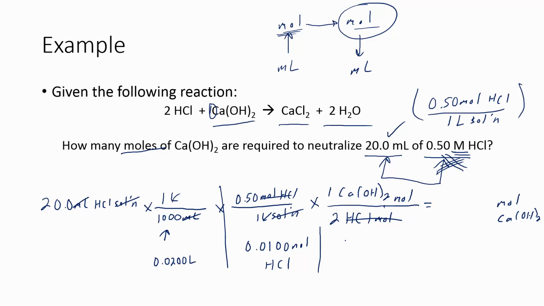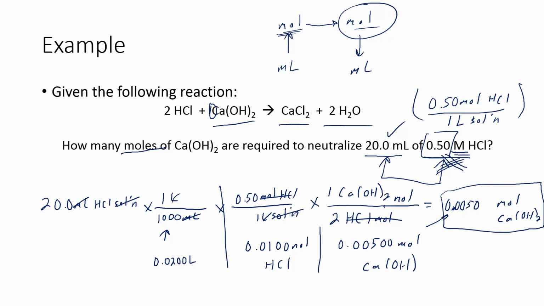So I'll divide by 2. Right now I'm at 0.00500 moles of calcium hydroxide. Oh, excellent. That's what I wanted. Sig fig wise, I'm limited by this 0.50. So 0.05, one extra 0. There we go. 0.0050 moles of calcium hydroxide. Not a lot more difficult that it can get.